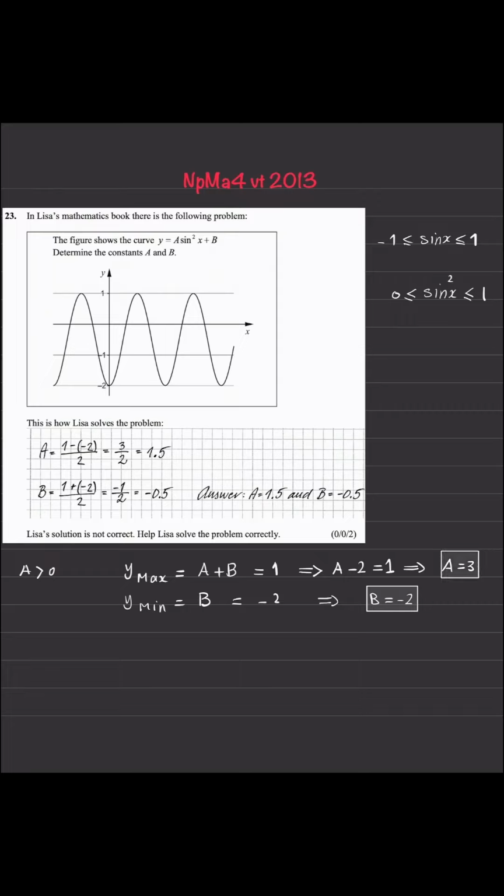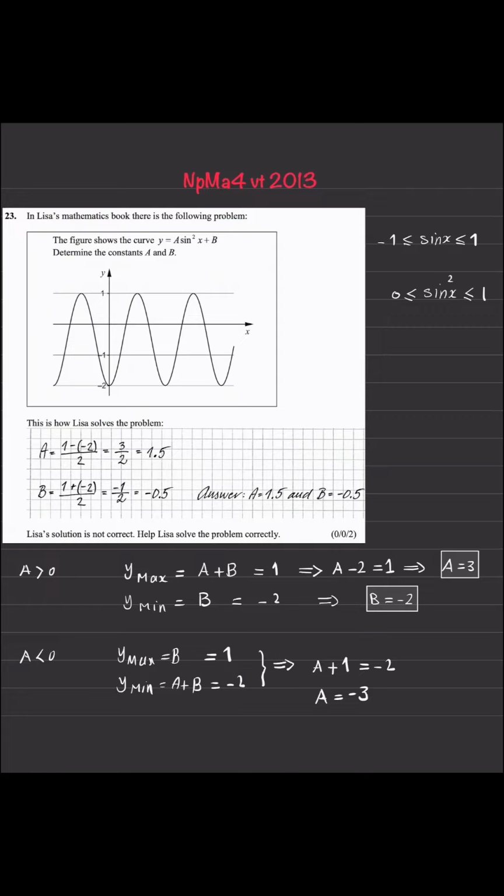Okay, but how should I know that indeed a is positive? That's also not hard to see. If a is negative, then y max will be b, and y min will be a plus b. Then y max will be 1, and y min, as before, will be minus 2. But then what will happen here: if b is 1 and I put it in the second equation, this becomes a plus 1 equals minus 2, and a becomes minus 3.